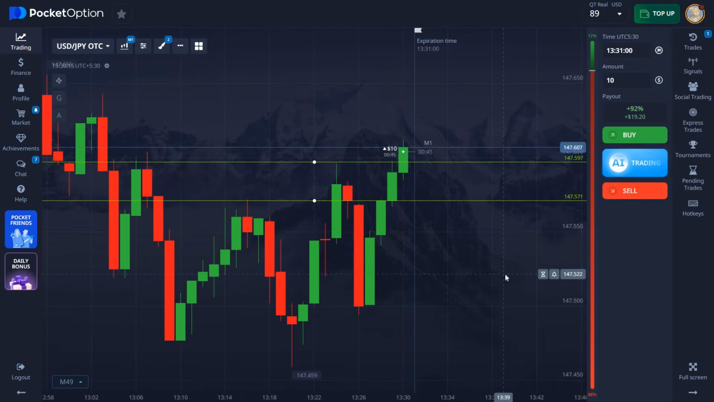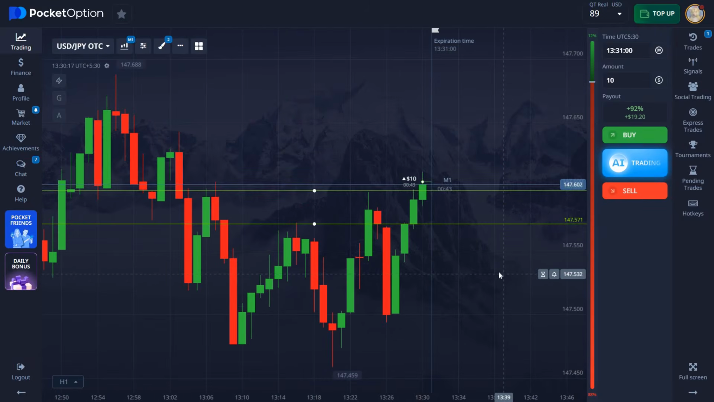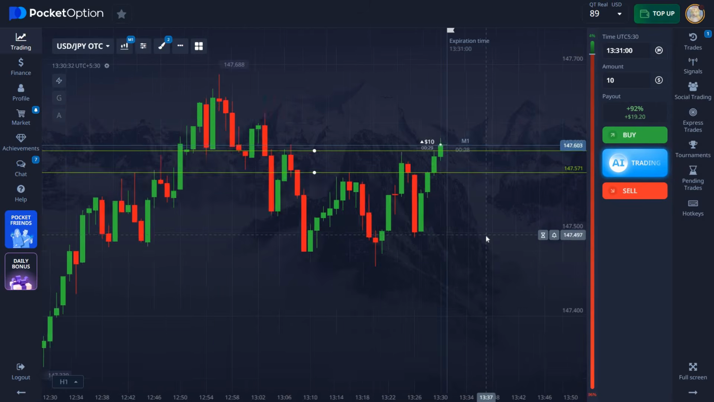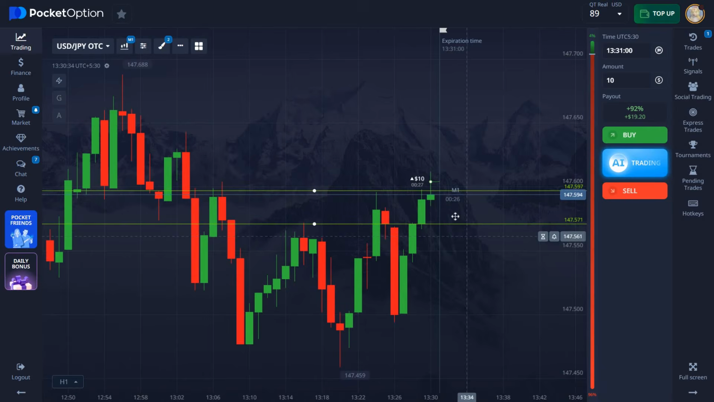Okay, so because the aggressive buying momentum is here, and the previous level is here, I'm going to trade with the trend. Trend is your friend always. Okay, we have only 21 seconds here. Let's wait for the trade.